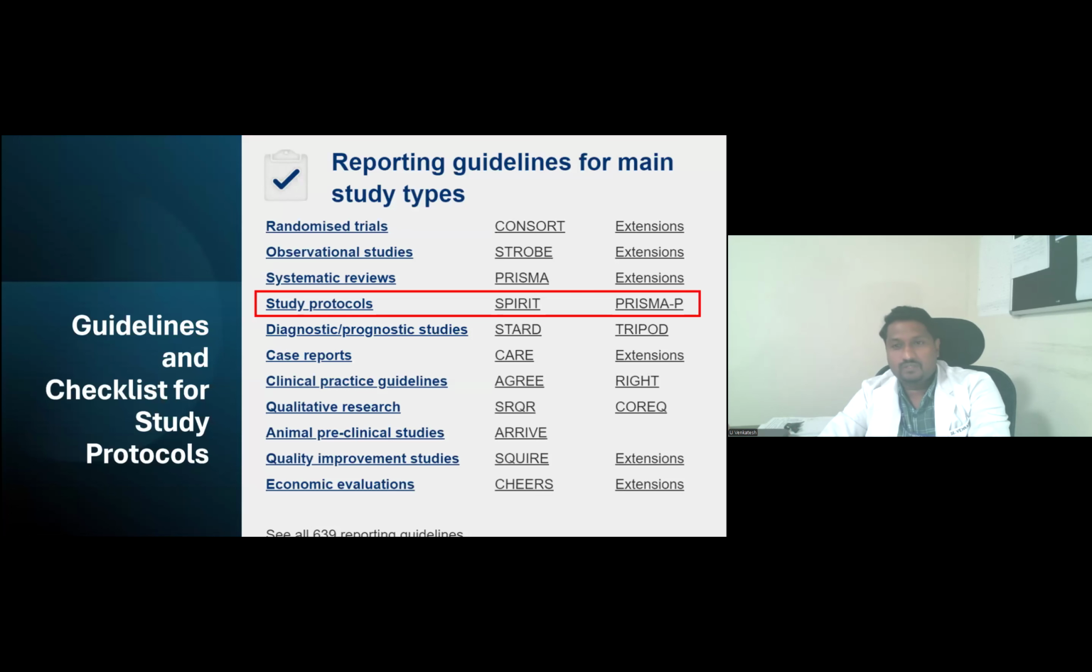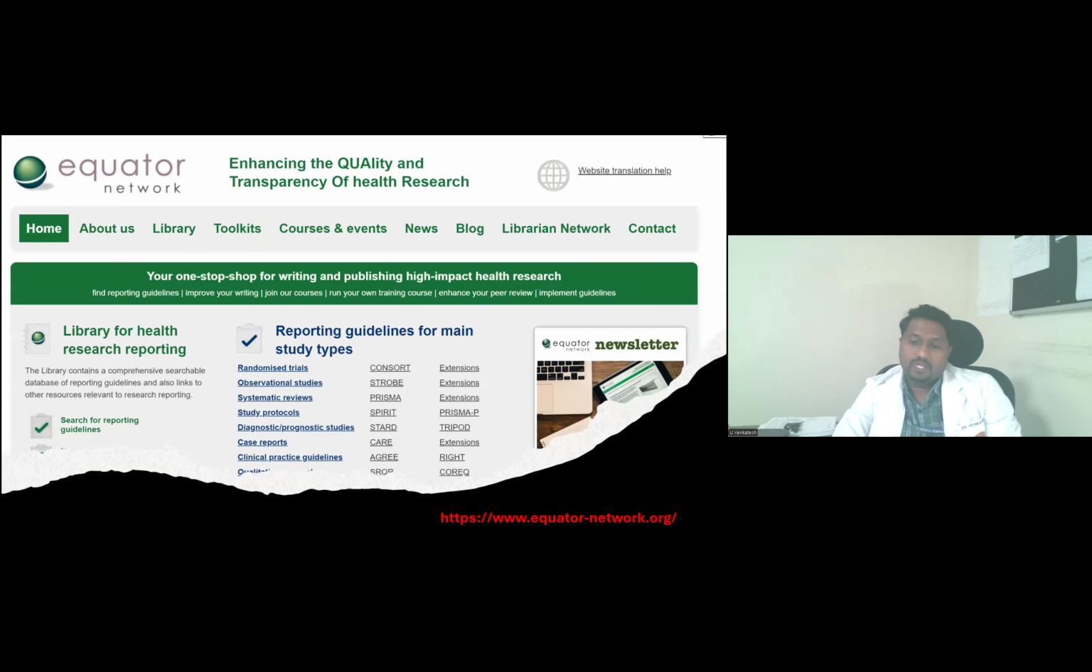So how to visit this website? You have to log in to www.equator-network.org. EQUATOR stands for Enhancing the Quality and Transparency of Health Research. So there are different kinds of checklists available. This is your one-stop shop for writing and publishing high impact health research, where you can find the suitable checklist for your study design.